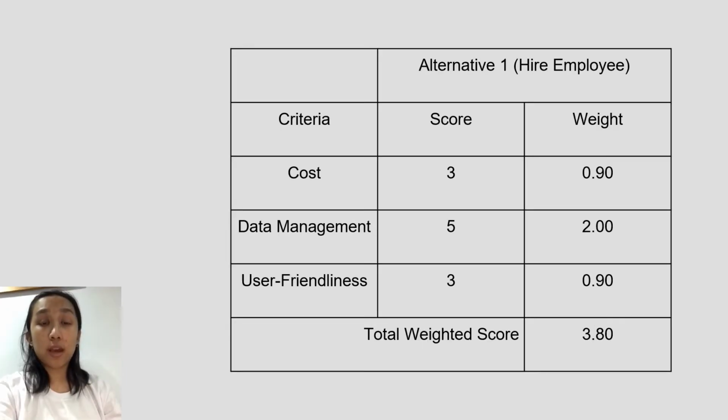First, we have alternative 1, hire employee. Cost is only at a 3 because you are hiring a new employee with a good salary, and user friendliness is at a 3 because the forecasting method needs practice and skills. Data management is at a 5 because we consider that if you are knowledgeable in forecasting, you can sort, analyze, and see data in a different way.